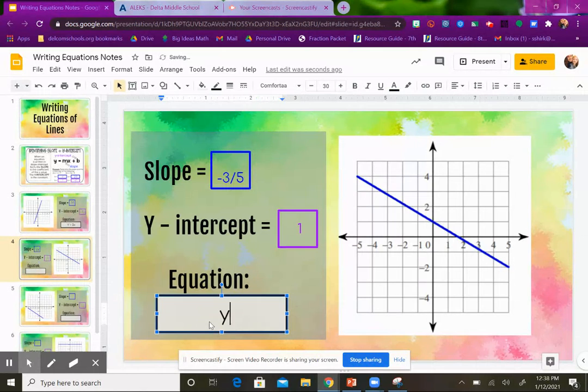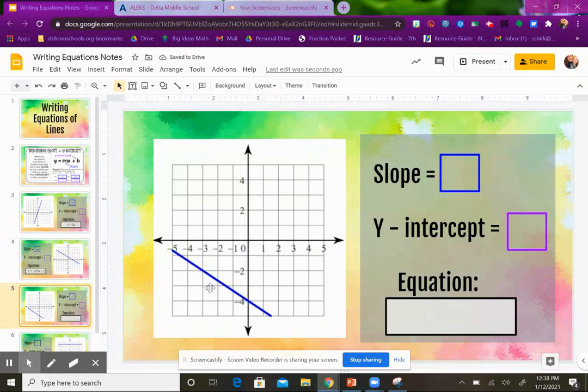So my equation is y equals -3/5x plus 1, because it's a 1 right there. And there's your answer. So I want you to give these two a try. This one's going to be a little tricky. To find my slope, I have to actually go up and backwards to find this point here. So keep that in mind.